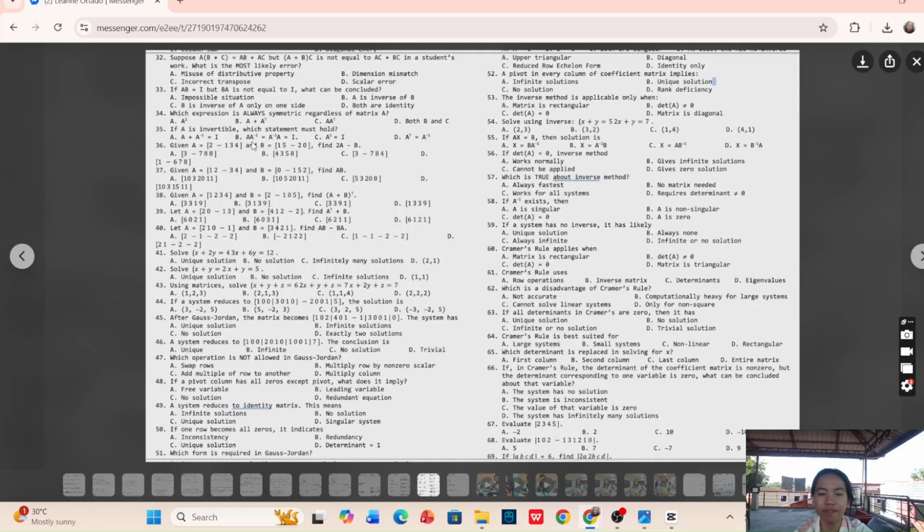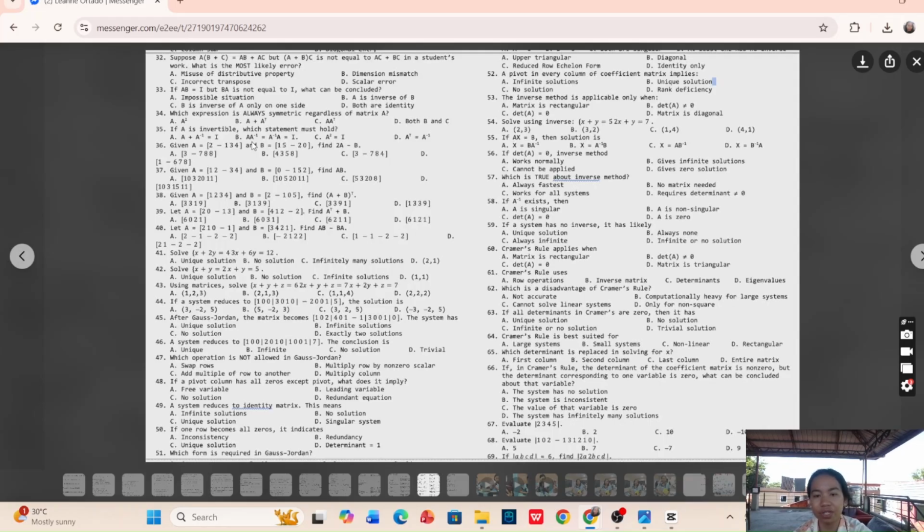Number 56 question, if the determinant of A equals 0, inverse method, A works normally, B gives infinite solution, C cannot be applied, D gives zero solution. The correct answer for number 56 is letter C. If the determinant is 0, the inverse method cannot be applied.